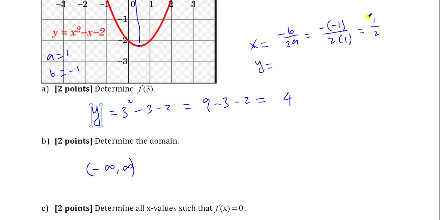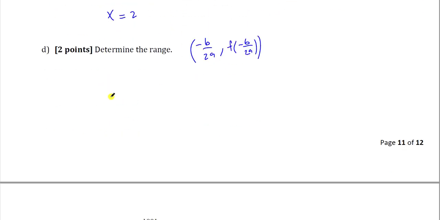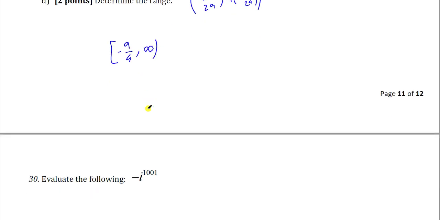For the y, we just plug this value into here, 1 half squared minus 1 half minus 2, and that should be minus 9 over 4. So the vertex is 1 half for x, minus 9 over 4. So minus 9 over 4 is the lowest point. So we go all the way from minus 9 over 4 up to positive infinity. Therefore, the range should be minus 9 over 4 up to positive infinity. Okay, that is the range for the graph.